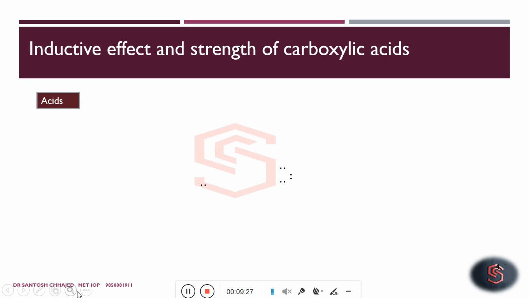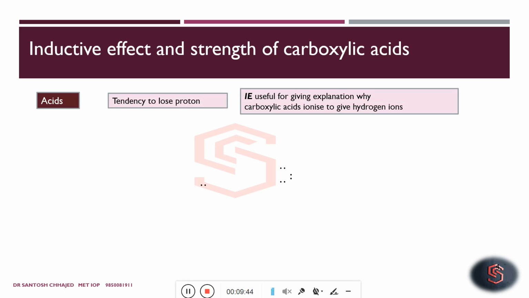So first we'll try to revise our learning about the acids. According to Arrhenius concepts of acid and base, acids are the ones which have a tendency to donate the proton in the aqueous medium. So inductive effect is useful for explaining why carboxylic acids ionize to give hydrogen ions. So this tendency of losing proton we can learn with the help of inductive effect. Now this is a generalized structure of carboxylic acid, and we'll see how things are there.